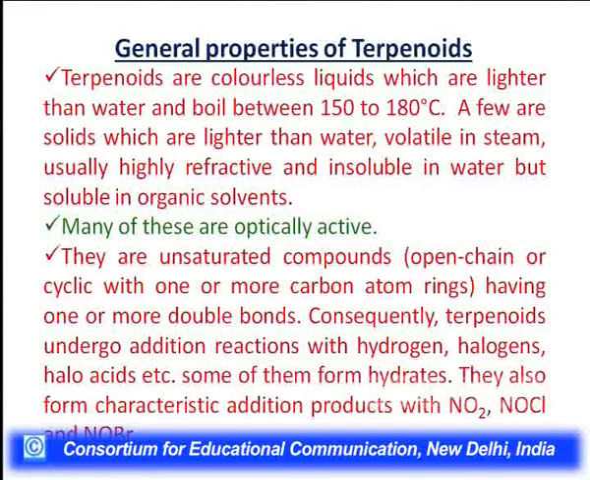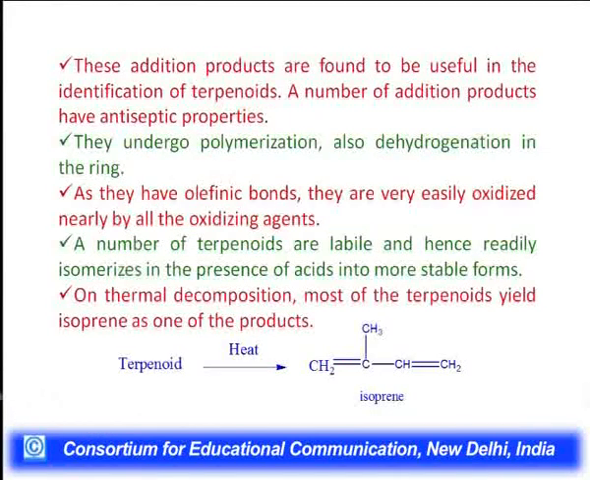more double bonds. Since they are unsaturated compounds, these terpenoids undergo addition reactions as double bonds are present. So these will undergo addition reactions with hydrogen, with halogen acids, etc., and some of them can form hydrates also. They also form characteristic addition products with NO2, NOCl and NOBr. So they can form these kinds of complexes also, and these addition products are found to be useful in the identification of the terpenoids. A number of addition products have antiseptic properties.